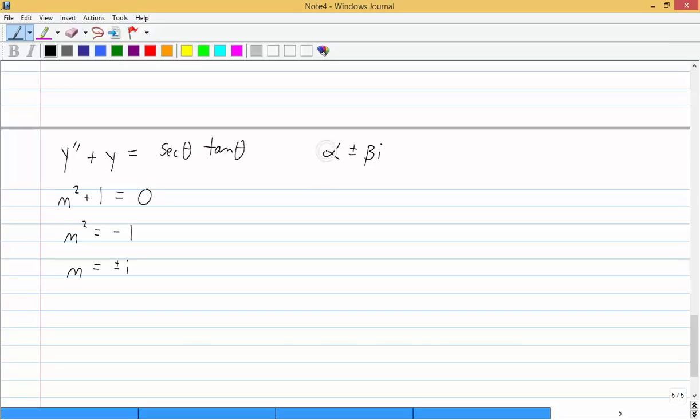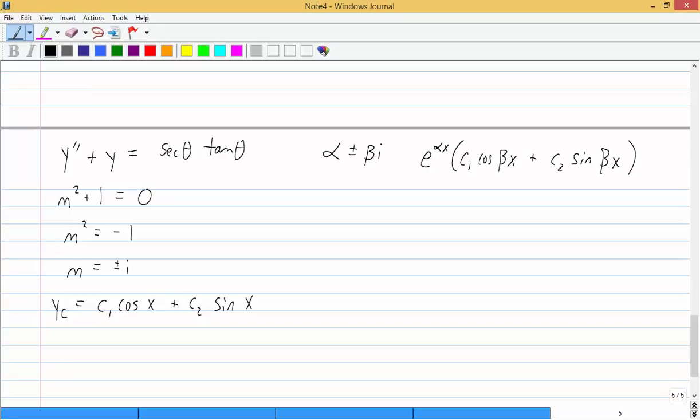And the formula is e to the alpha x times c sub 1 cosine of beta x plus c sub 2 sine of beta x. Our alpha is equal to 0, so we're not going to have an e term, because e to the 0 is 1. We do have a 1 for our beta, so y sub c is equal to c sub 1 cosine of 1x plus c sub 2 sine of 1x. All right, so we have our complementary solution.